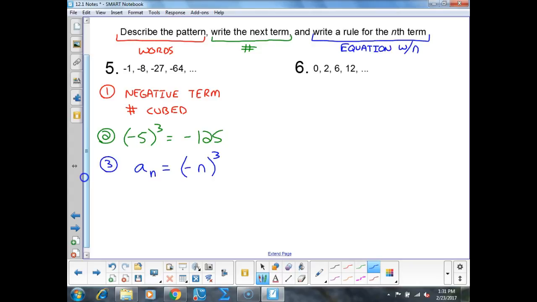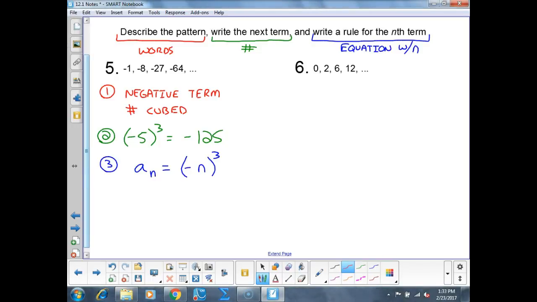Okay? But there will come a time in this chapter where I'm going to ask you to find a rule, and you're going to come up with one, and it might only work on 1 or 2 terms, not all of them. Okay? Check it on as many as you can. Okay? Work on number 6 now.